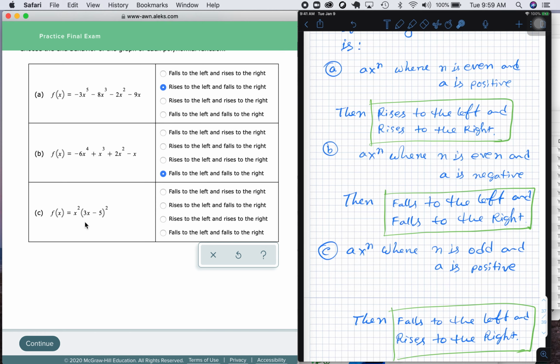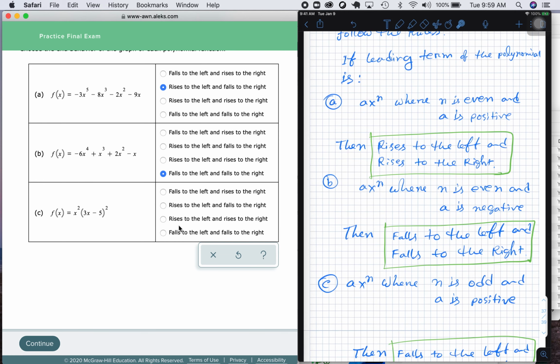And for this polynomial, what is the leading term here? The leading term is x to the power, you're going to add these two exponents, this 2 and that 2, which is 4. X to the power 4, and there is no negative number in front of it, so it's positive. So x to the power 4, which is an even number, follows rule A.